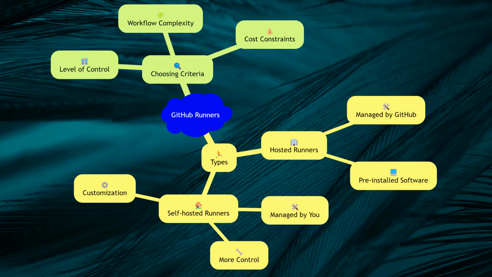GitHub runners are the underlying workers that execute the jobs in your GitHub Actions workflows. They can be hosted by GitHub or self-hosted. Hosted runners are managed by GitHub and come with pre-installed software, while self-hosted runners are managed by you, offering more control and customization. Choosing between these options depends on your specific needs, such as the level of control required, cost constraints, and the complexity of your workflows.